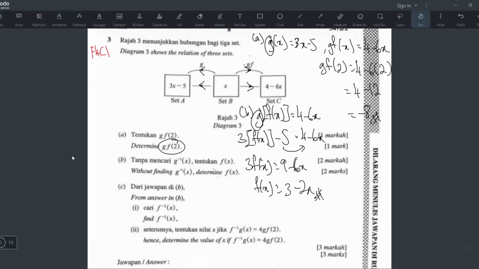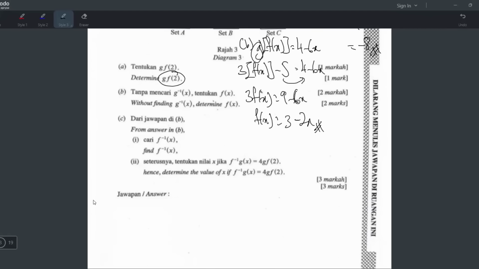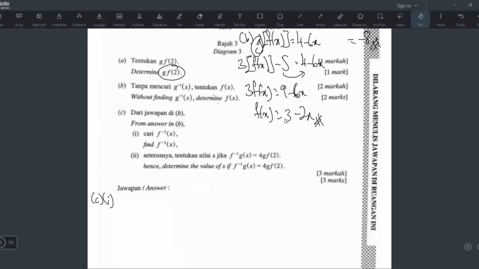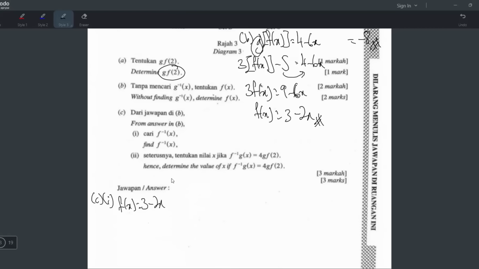Alright, now let's move on. C1. So this is C, this is question 1. From answer in B, find f inverse. Okay, from B, I mean this one, fx is 3 minus 2x. So let's write that down. Okay, they are asking for f inverse x. Okay, yeah, buat macam biasa lah.